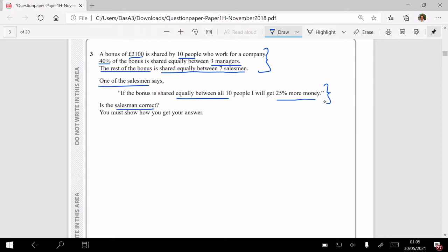So first of all, if 40% is managers, then 60% is salesmen. So 60% of 2,100 would be something like 60 over 100 times 2,100. The reason I'm doing this is because this is a non-calculator paper, so you want to avoid using a calculator as much as possible.